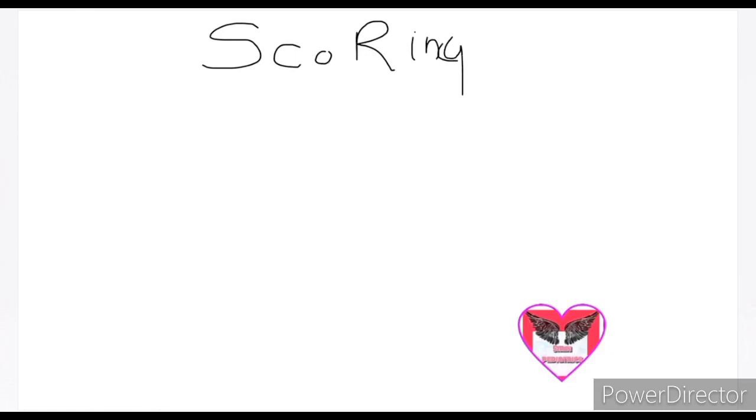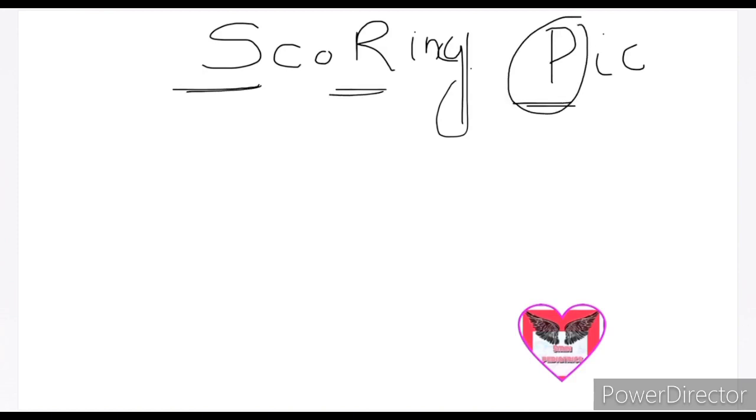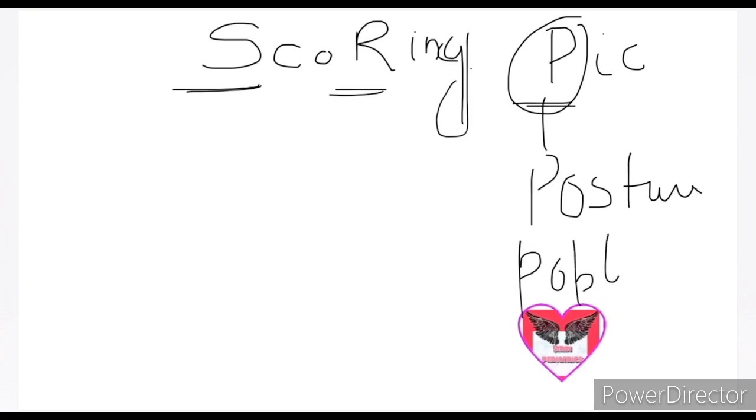Scoring picture. I have made Ballard scoring system as Ballard scoring picture, where S, R and P. Okay, here P is posture, and P for popliteal angle. Popliteal angle.